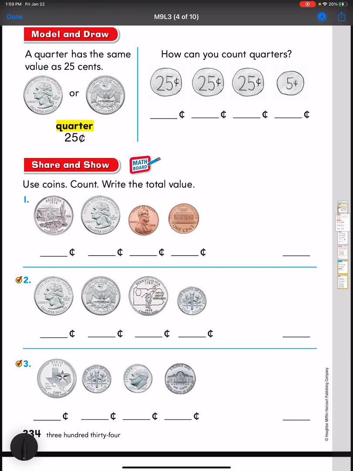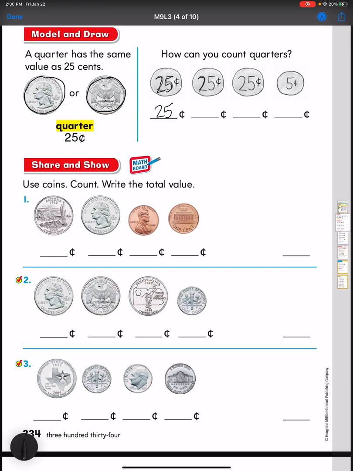So model and draw. A quarter has the same value as 25 cents. So here's what my quarter looks like. This is the heads, and this is the tails. It's a quarter. It's worth 25. So it says, how can you count quarters? All right, so here's 1 quarter. I know it's a quarter because it says 25. 1 quarter is worth 25 cents.